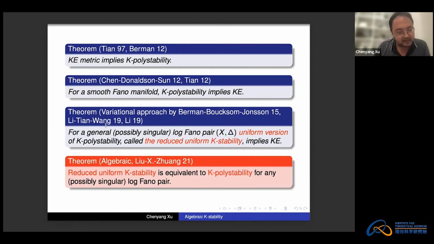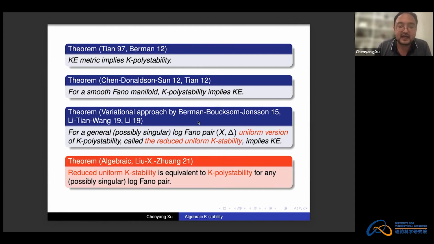But their approach so far only works for the smooth case. So you also want to cover the singular case for some reason, which I will explain, for instance, like a construct moduli space. So in the singular case, the proof can be split into two steps.